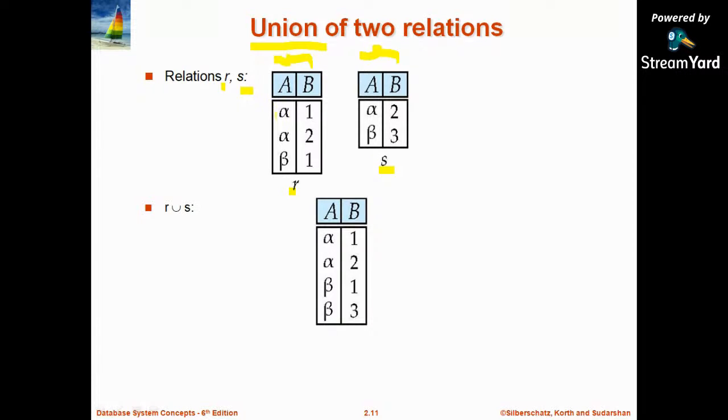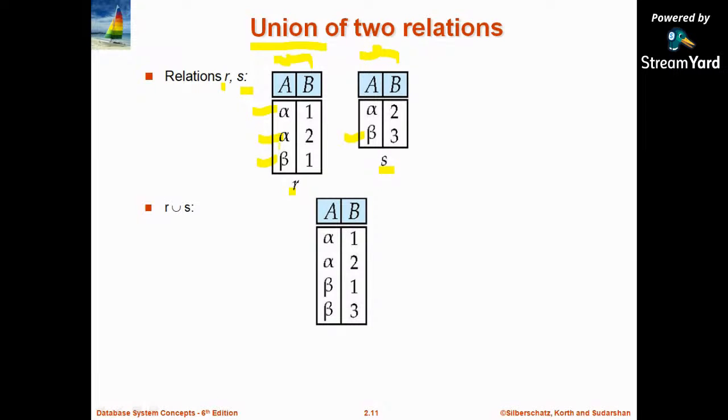Union says the row is present in either R or S or in both. So you first take alpha comma 1, then alpha comma 2, then beta comma 1. Alpha comma 2 has already been taken, so we will not take it again. Then beta comma 3. So you have to take these 4. Redundant entries are automatically deleted, so they need not be written again and again.